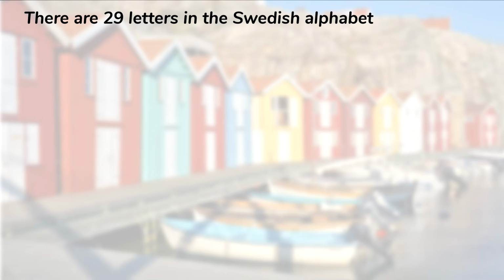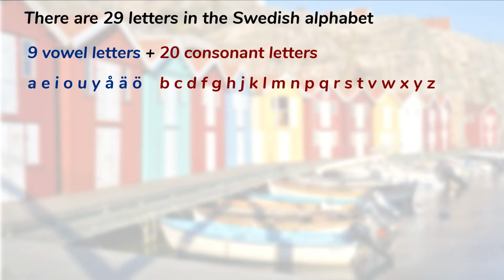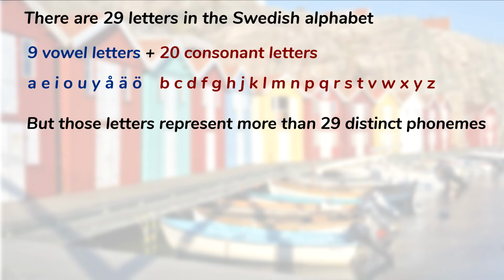Let's examine some of the features of Swedish, focusing on Standard Swedish. There are 29 letters in the Swedish alphabet, 9 of them vowel letters and 20 of them consonant letters. But those letters represent more than 29 distinct phonemes.